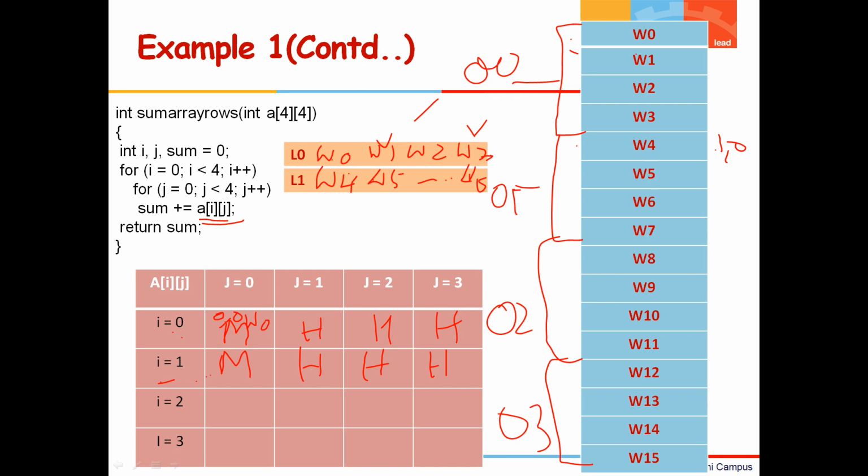Now the cache lines are both full. But the reference here is 2,1. If this is 2,1, where are we going to refer? It is going to refer to 2,0. So now this is not there. Where will it land? It should land here. So this will be replaced with W8 up to W11. So this will be a miss, and then hit, hit, hit.